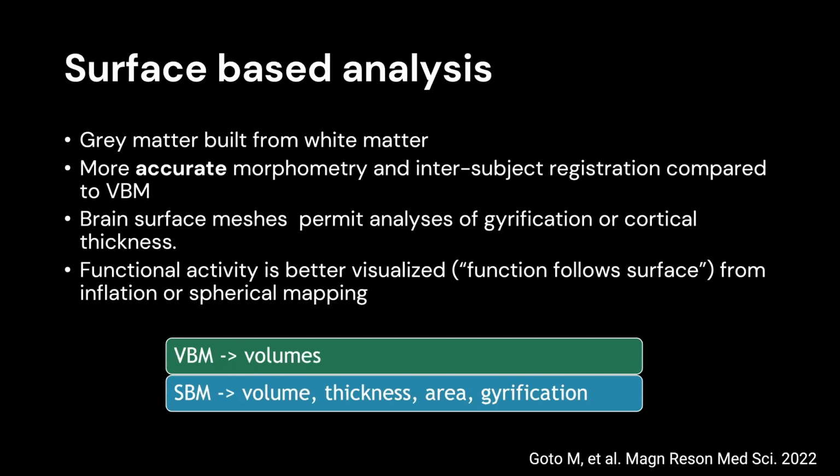And finally, if you're working with functional MRI or you want to illustrate functional activity, this is better visualized on the spherical or inflated brain, given that function follows surface. So again, this surface-based reconstruction is more useful for these. And just for a take-home message, if you just want to analyze volumes, then VBM or SBM will work fine. However, if you're interested in thickness, area, or gyrification, you should be using SBM as this is the one that provides those metrics.